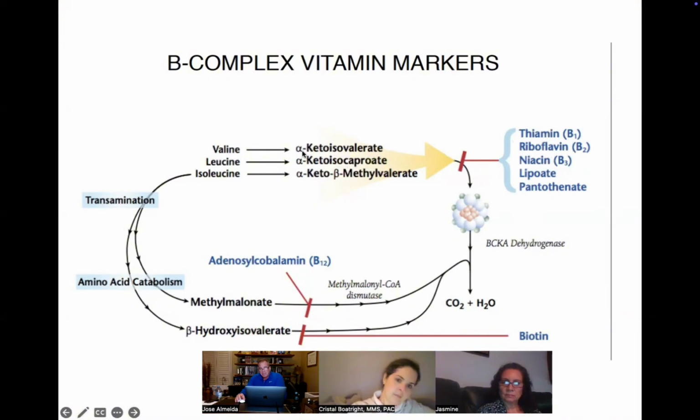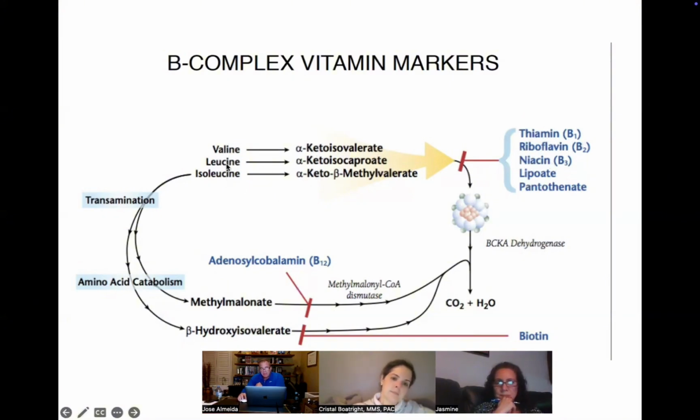So if you see alpha ketoisovalerate elevation in the urine, that tells us that valine is not getting converted properly. Same thing with alpha ketoisocaproate in the urine: it tells us there's a leucine metabolism problem. Where is the problem? Is it a SNP? It's going to be something in here that is required for these dehydrogenases to work. I don't want to get down here yet. So this is just conceptual, all right?